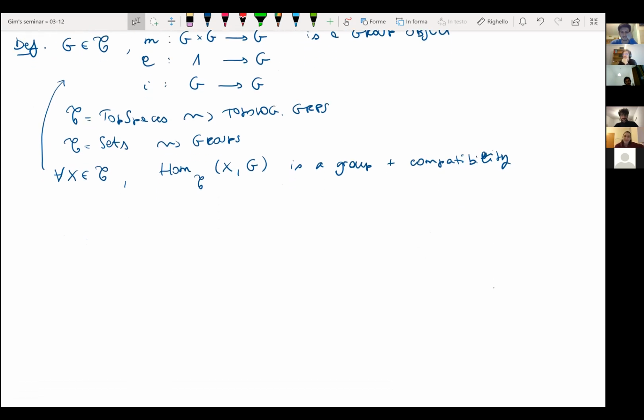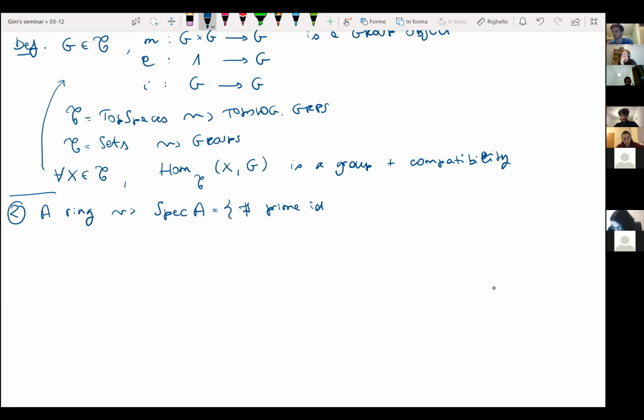So what I would like is to specialize to the category of affine schemes. Let me recall briefly the setting. If A is any ring, then we may consider the set of the prime ideals of A, which is called the spectrum of the ring A. Now this set is actually a topological space with respect to the Zariski topology.